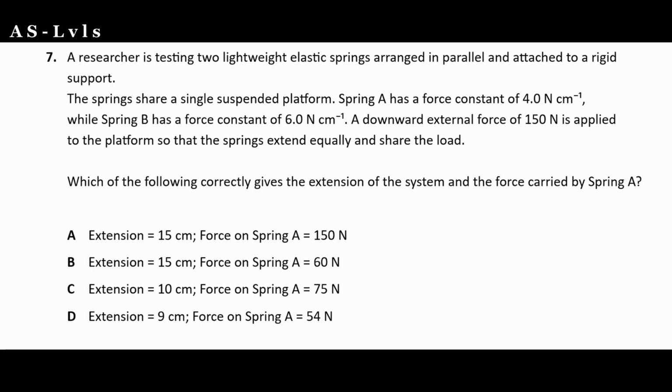Question 7. A researcher is testing two lightweight elastic springs arranged in parallel and attached to a rigid support. The springs share a single suspended platform. Spring A has a force constant of 4.0 newtons per centimeter, while spring B has a force constant of 6.0 newtons per centimeter. A downward external force of 150 newtons is applied to the platform so that the springs extend equally and share the load. Which of the following correctly gives the extension of the system and the force carried by spring A?